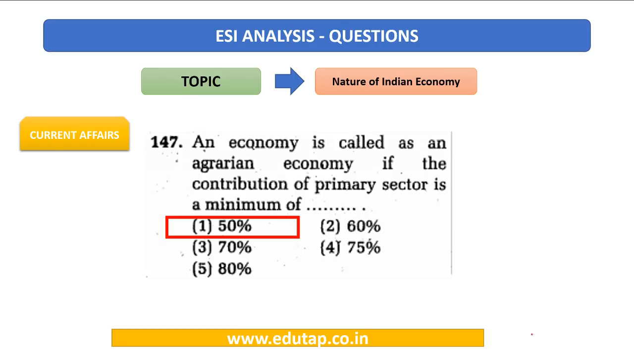Now the next question says, an economy is called as an agrarian economy if the contribution of primary sector is a minimum of how much? Now the answer to this question is 50%. It is not an official estimate. This particular question can be linked to nature of Indian economy, and it comes under the broader topic of current affairs.